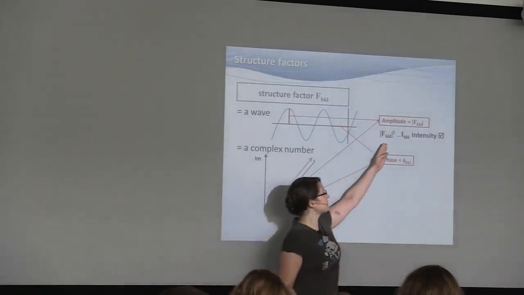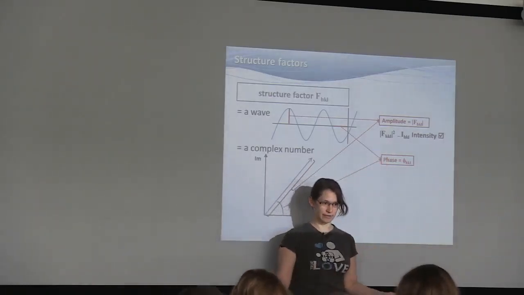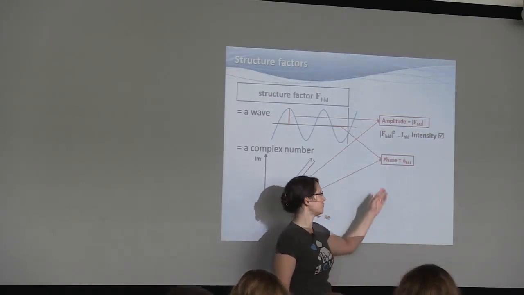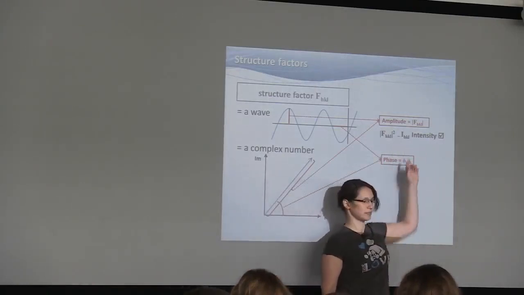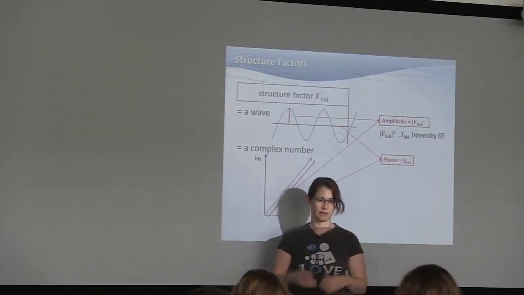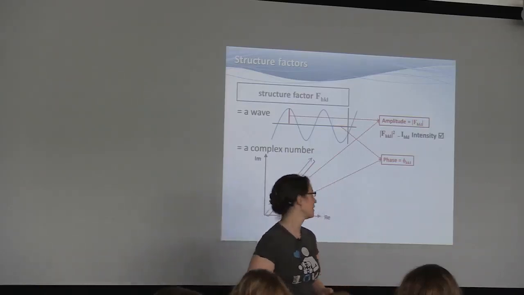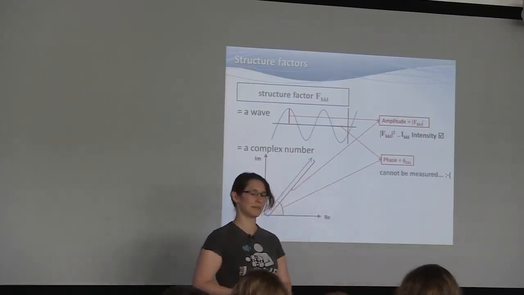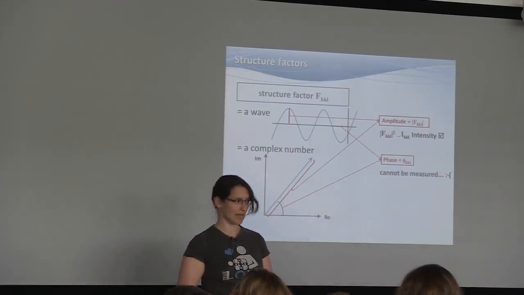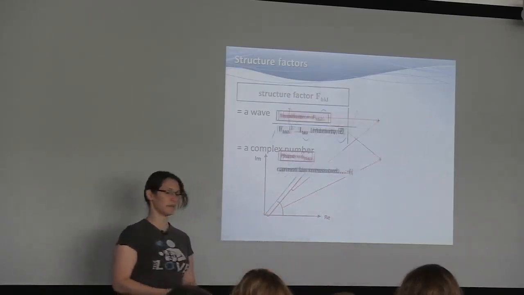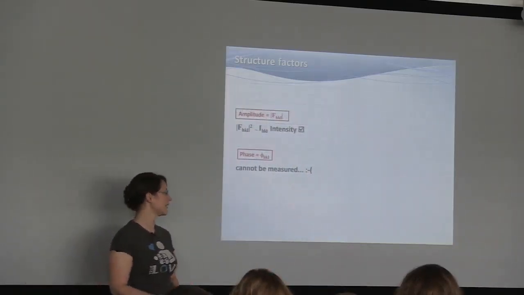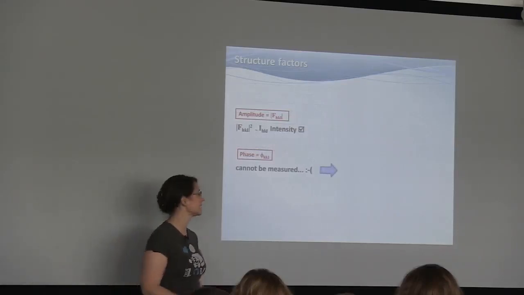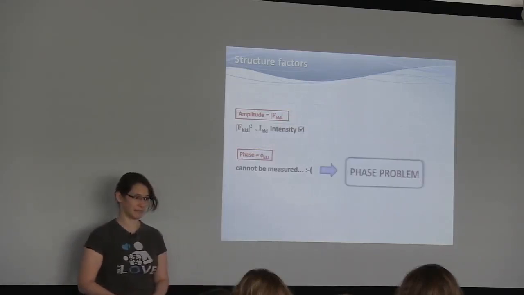Now, we can get the amplitude of every structure factor for which we have measured a reflection because its square is proportional to the intensity, how black the reflection is. However, the phase cannot be measured directly. And this brings us to the central problem of all crystallographic data processing, for single crystals at least, the phase problem.